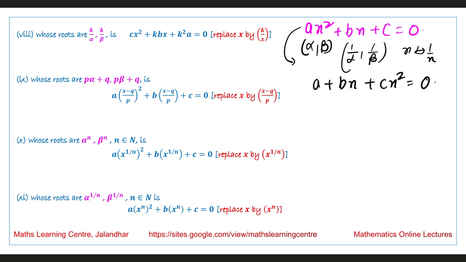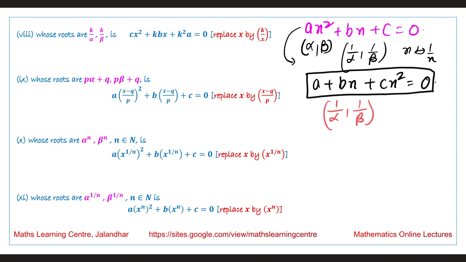And now we have to write the roots of this equation. We are talking about this equation. The roots of this equation will be 1 by alpha and 1 by beta. Suppose we are saying these roots are gamma and delta. Now we have to write the equation whose roots are k by alpha and k by beta. That is, we are talking about the equation whose roots are k gamma and k delta.